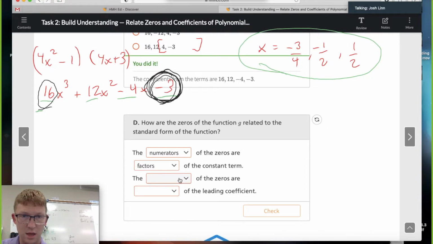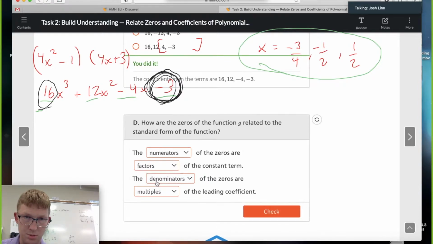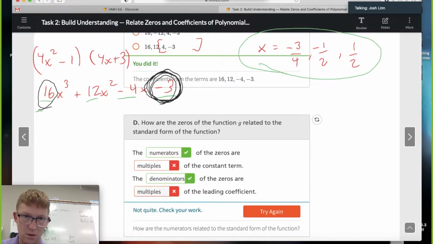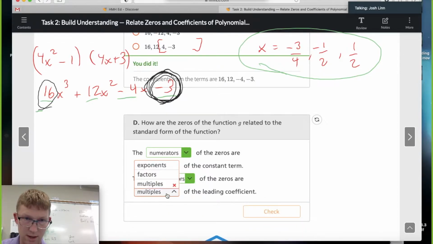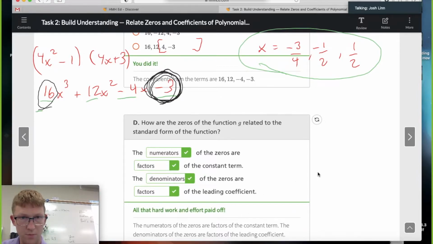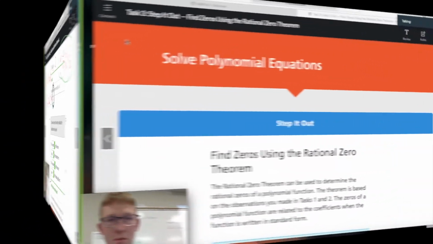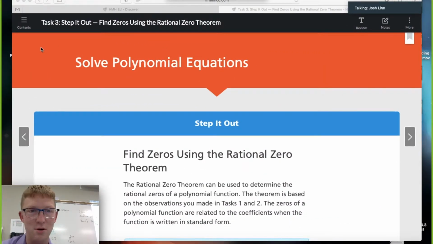And then the denominators are, actually I guess I should be using the word multiples of the leading coefficient. No, okay. They were factors, I'm sorry. There you go. So this is actually what this is kind of all about. You kind of proved how this next part's going to work. So, man, there might be a theorem about this. I told you there's a theorem.